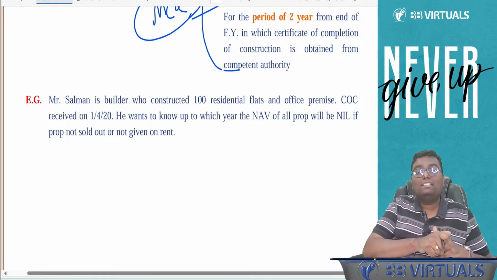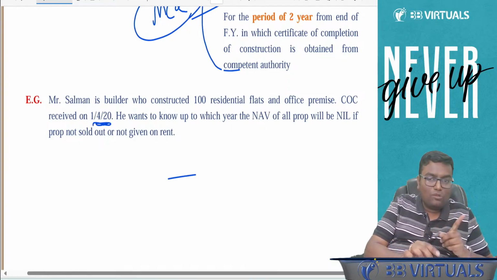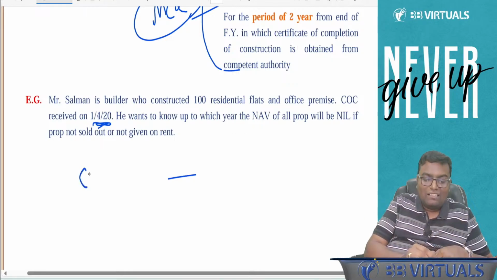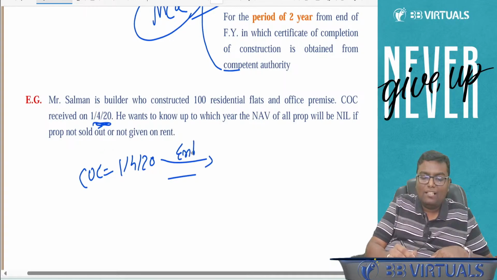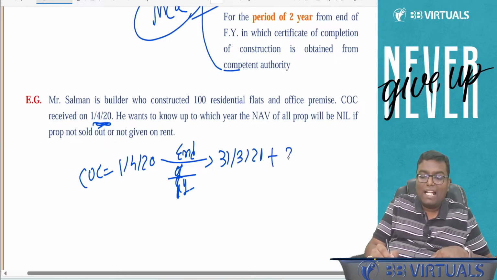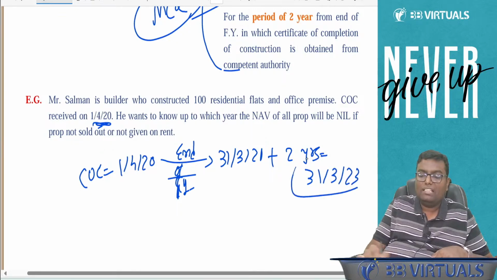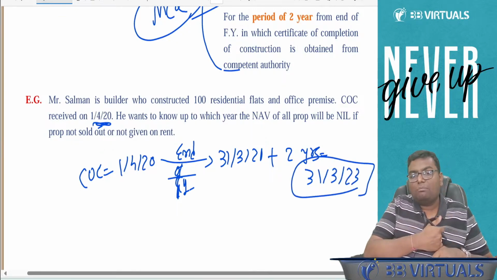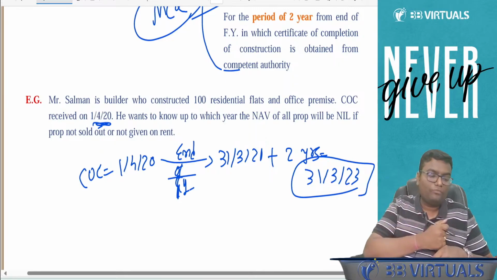31st March 2023. Why? See, 2 years are not to be counted from the date of COC. COC is 1st April 2020. You have to see what is the end of the financial year. Can I say the end of the financial year is 31st March 2021? And to that you have to add 2 years. That will come to 31st March 2023. So the 0 NAV benefit is up to 31st March 2023.